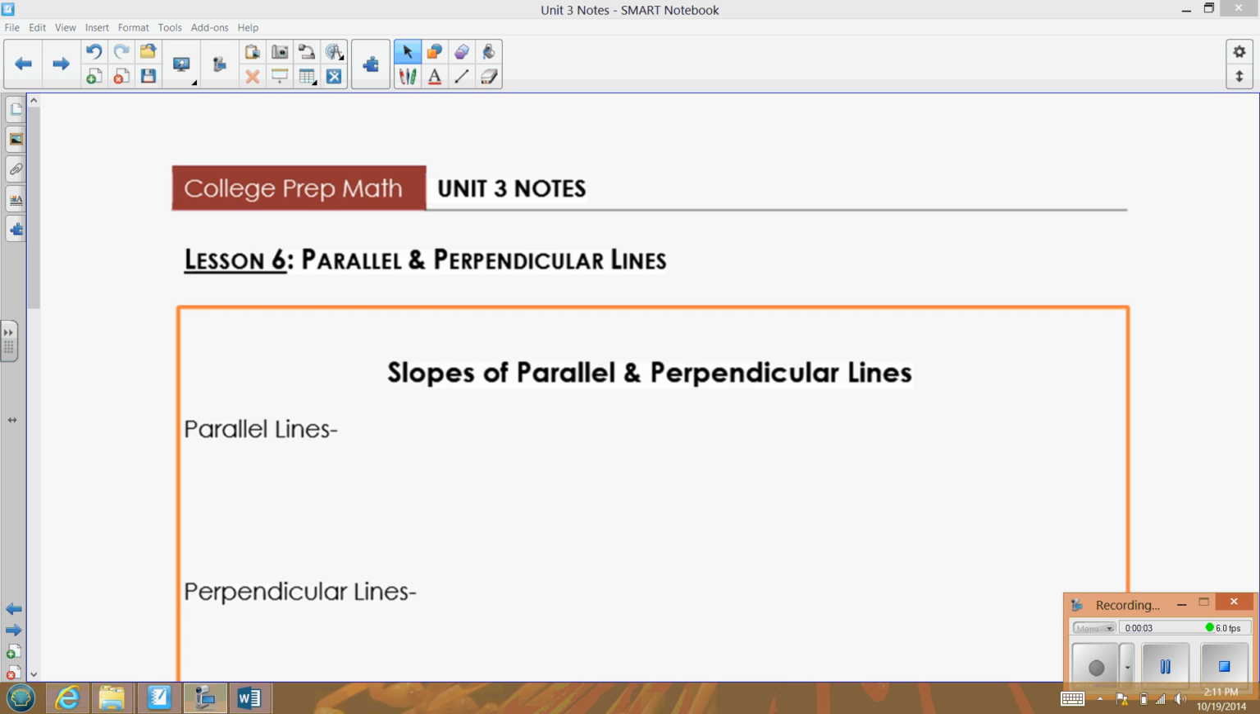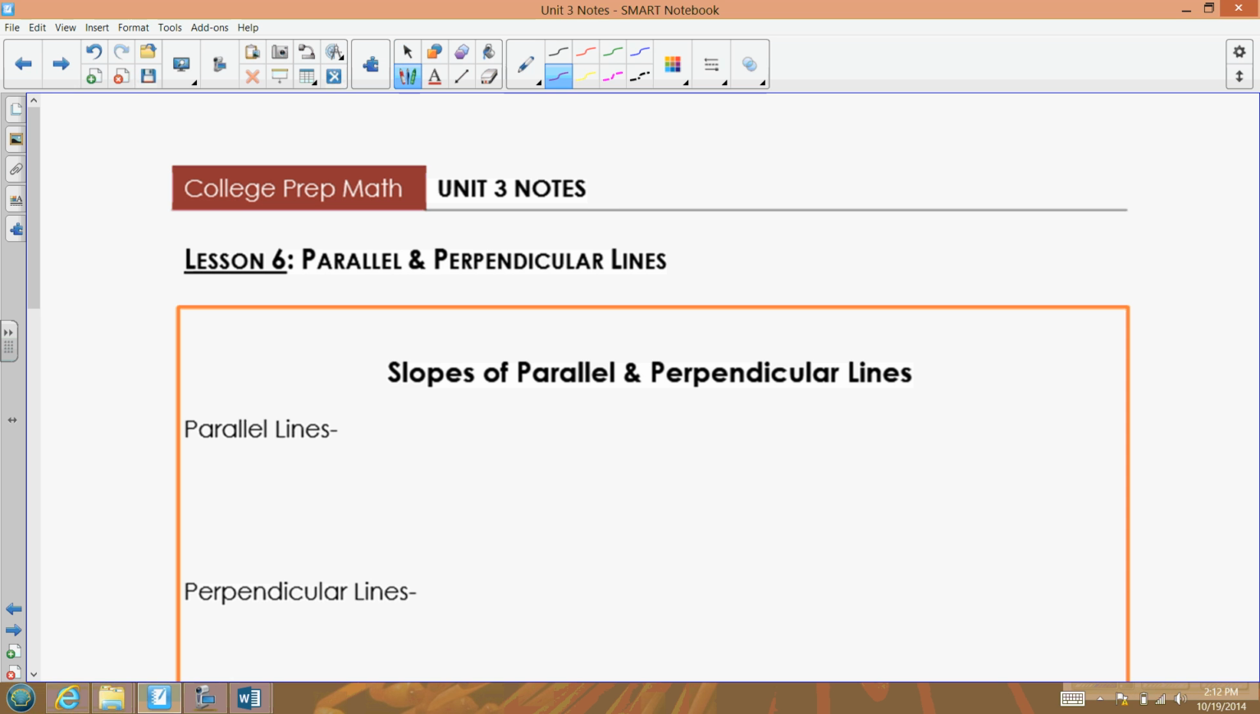Lesson 6 focuses on parallel and perpendicular lines, and it's basically talking about the slope of parallel and perpendicular lines, and then how do we write the equation given some other information of a line parallel or perpendicular to a given equation. So first thing I'm going to talk about is the slope.